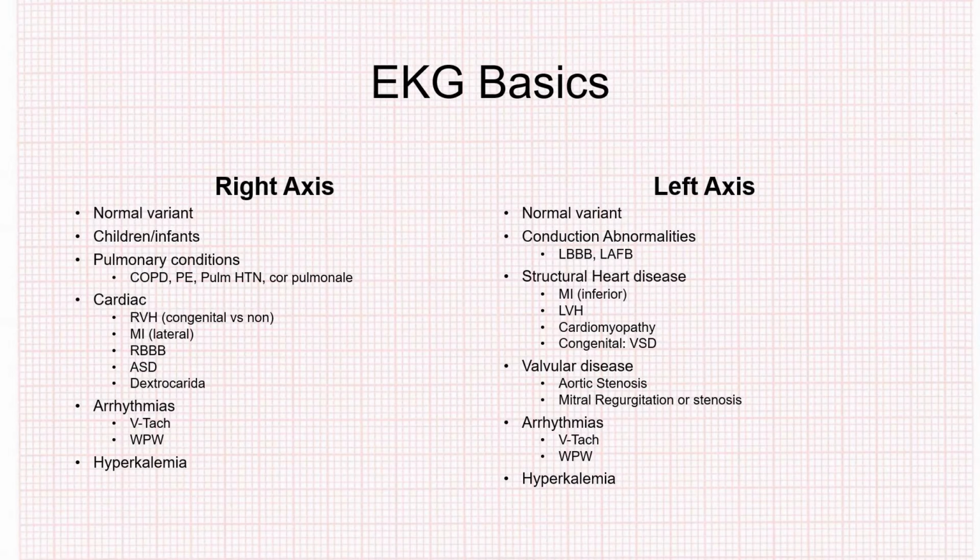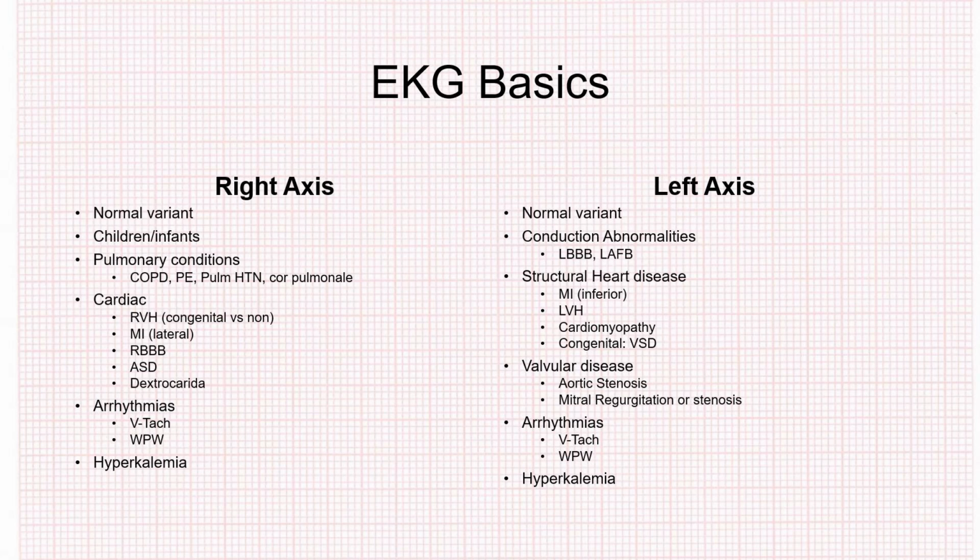Differential for axis deviation: right axis deviation and left axis deviation can both be normal variants. Right axis deviation can be normal in a child or infant too, since they have a more abundant right ventricle. It can be from pulmonary conditions causing pulmonary hypertension, cor pulmonale causing right-sided heart strain, so things like COPD. A new onset acute pulmonary embolism can cause right axis deviation. Usually it would be a saddle PE, not just a normal PE.